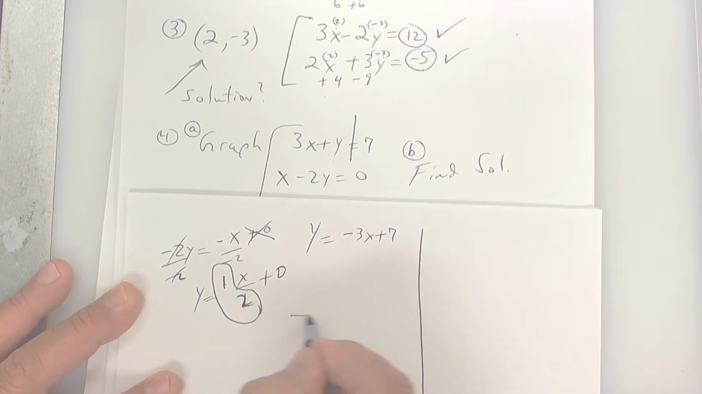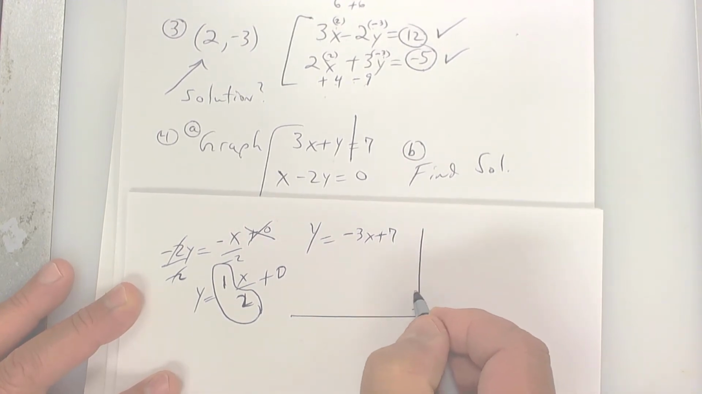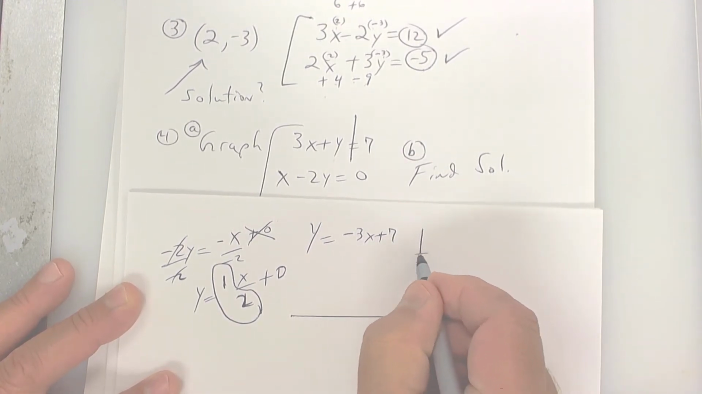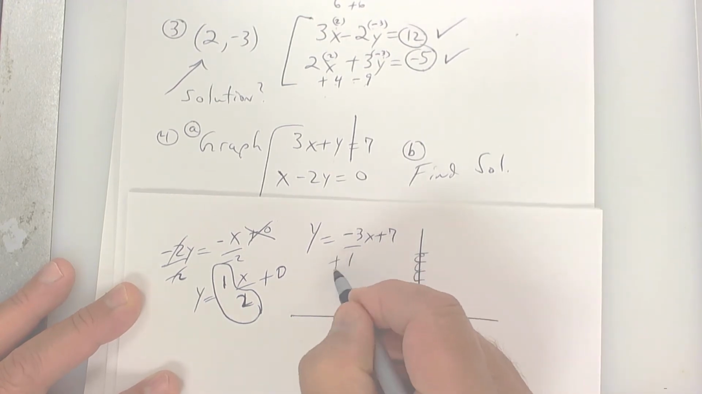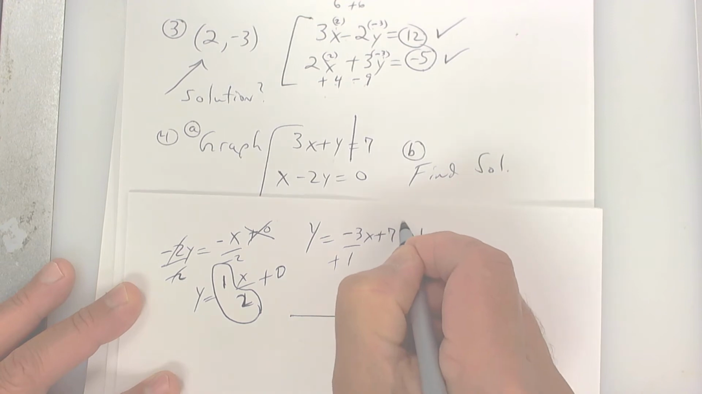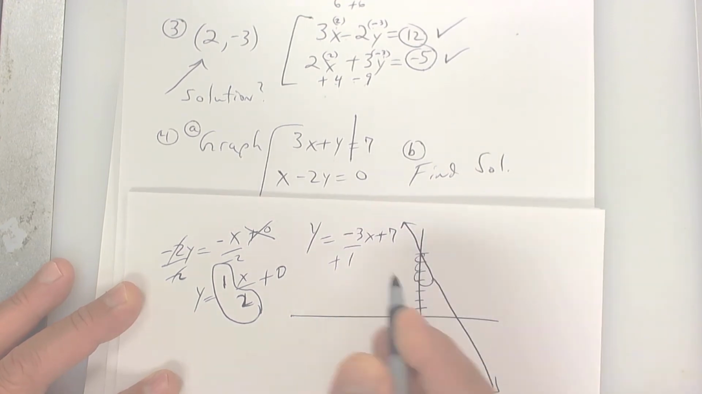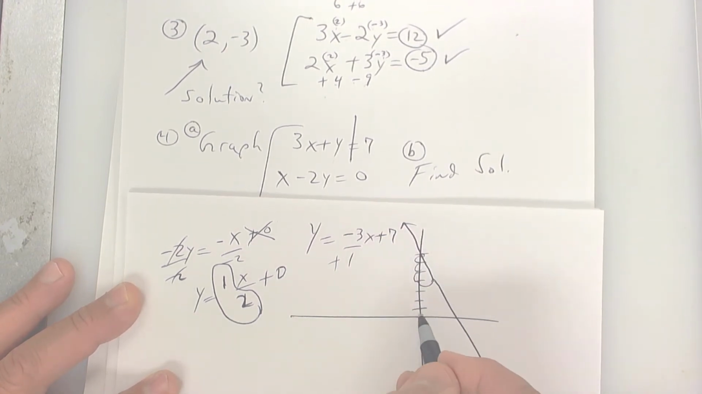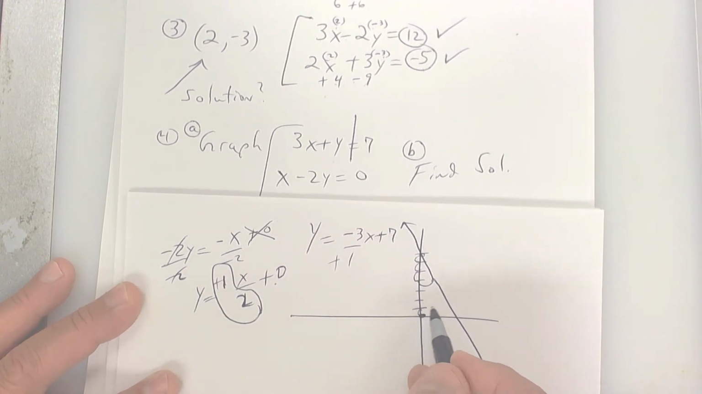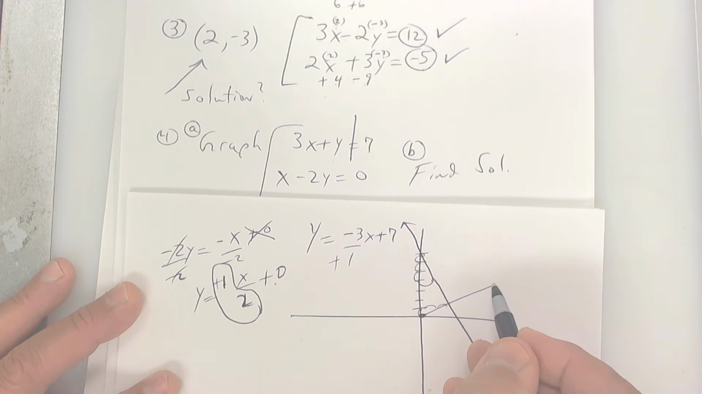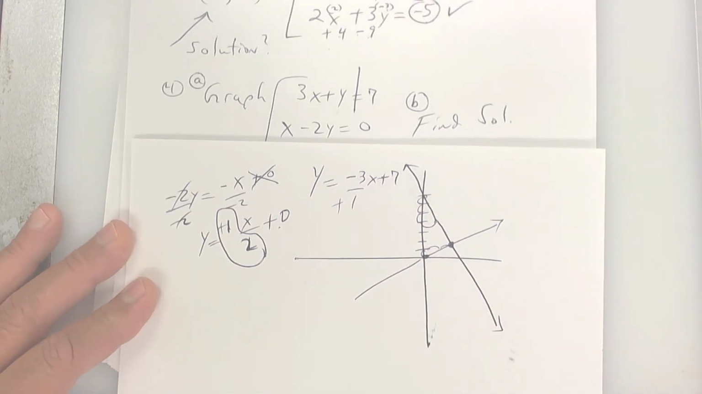So let's graph these. This one you go up 7. 1, 2, 3, 4, 5, 6, 7. Your slope is down 3. 1, 2, 3. But to the right 1. So this one looks like that. This one right here, you're going to go up 0. And then the slope, that's your y-intercept. Then you're going to go up 1 and then over 2. And where they hit is your answer. And again, it's better if you use graph paper.